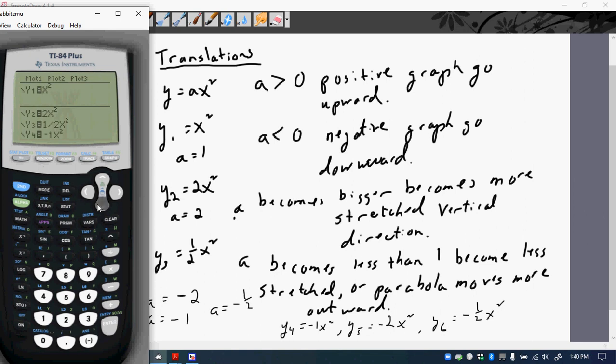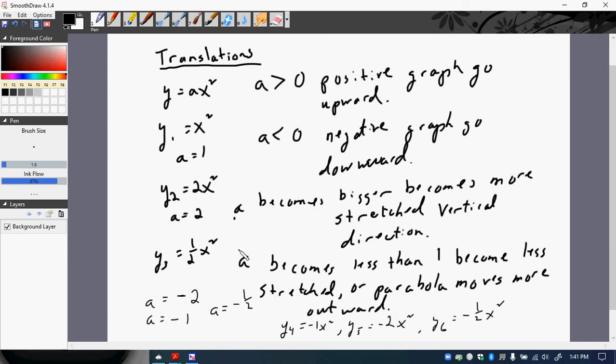And the same thing if I go to y6. So I can do -1 divided by 2, and that's x to the power of 2. Now if I hit graph, it's a little bit wider, but everything's flipping downward because of the negative. So one thing to put in the notes is that all the negatives in a quadratic will cause the parabola to flip downward.